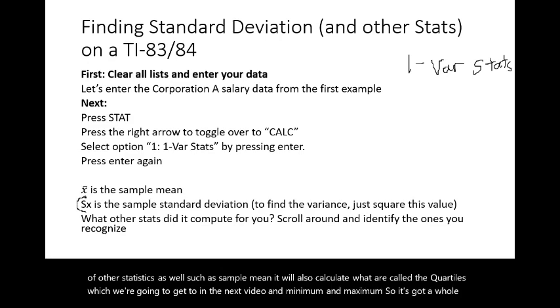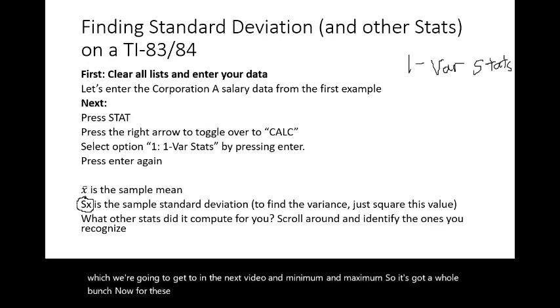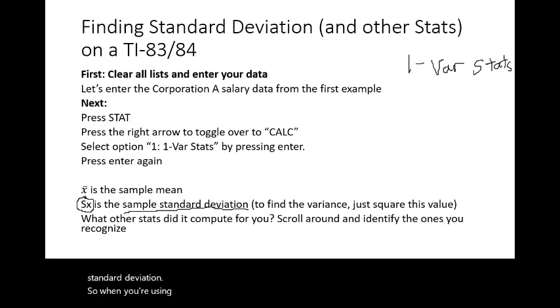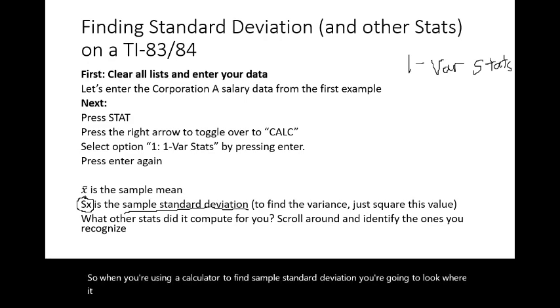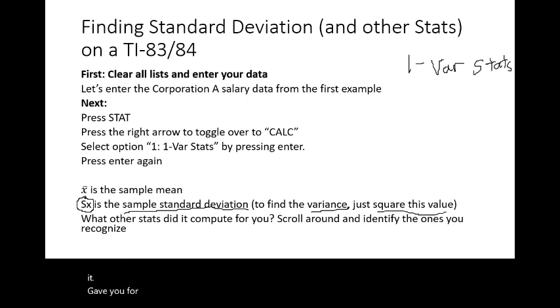Now, for these purposes, Sx is the symbol on the calculator that indicates the sample standard deviation. So when you're using a calculator to find sample standard deviation, you're going to look where it says Sx. If you need to find the sample variance, all you have to do is take whatever value it gave you for Sx and square it. So if you need to find the variance, just square the standard deviation it gave you.